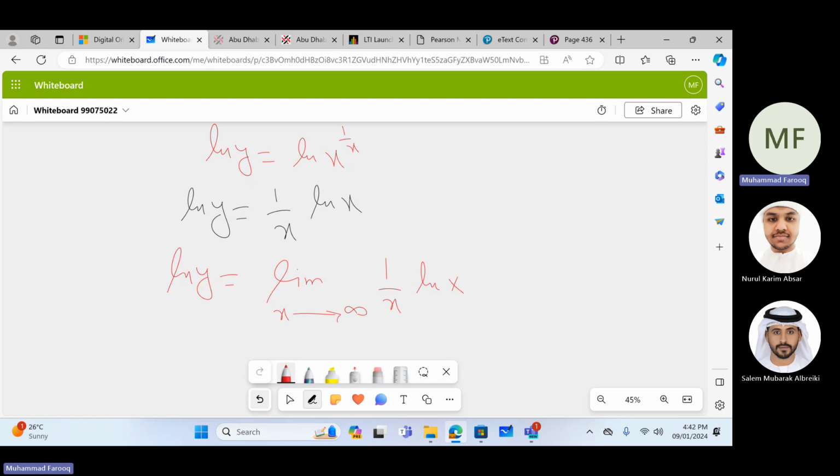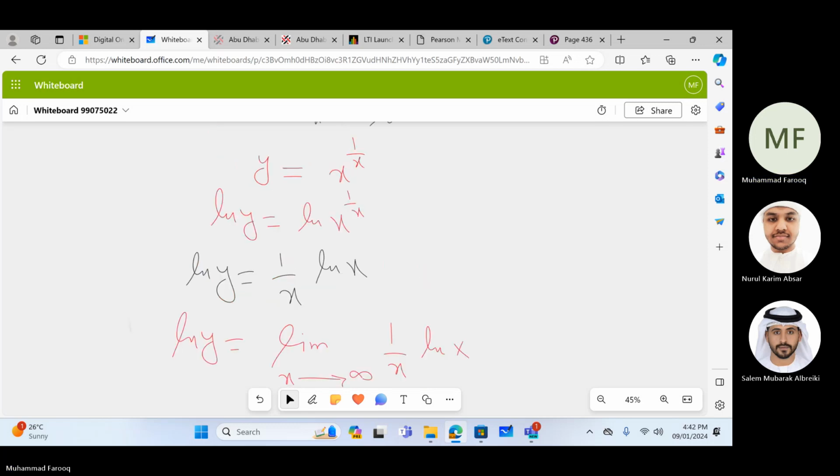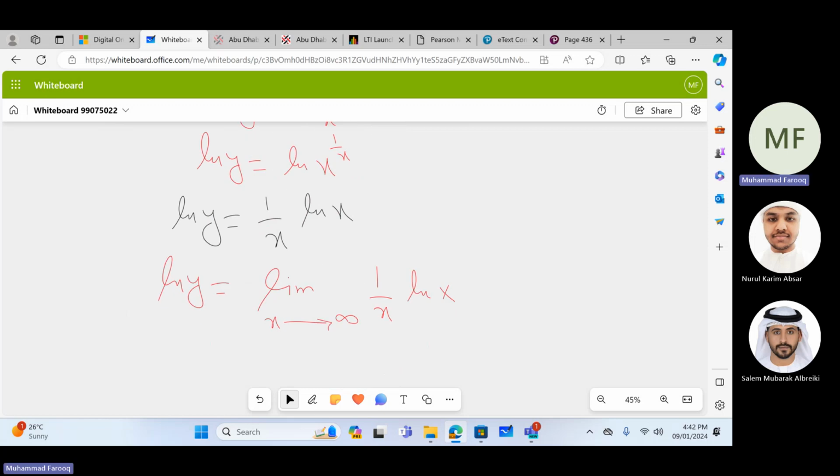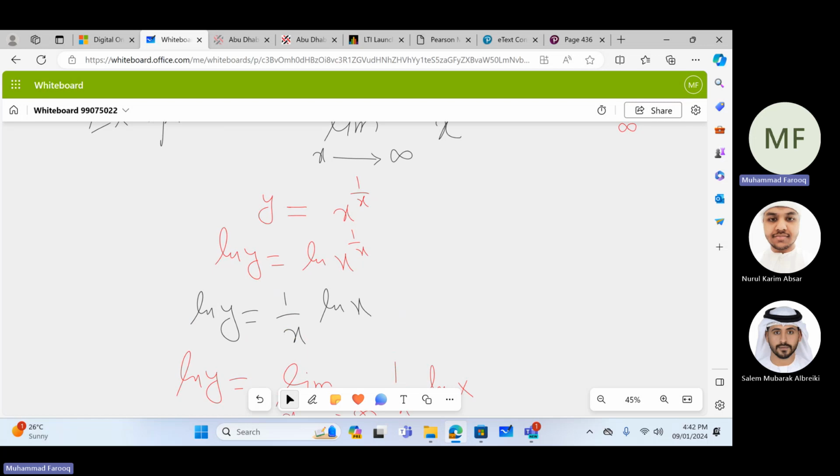Now, what is my suggestion? Next time, please, no need to write these steps 1, 2, 3. Start your question from here, because all the questions with power have these same steps. So ln y is equal to limit and this one. Exactly, put the power down like that. You can skip these steps. Don't worry, next question I will tell you directly from here. Right, now please start.